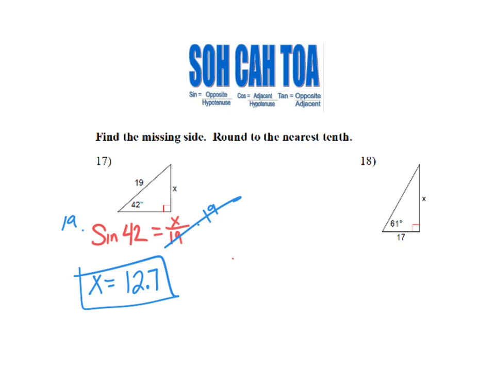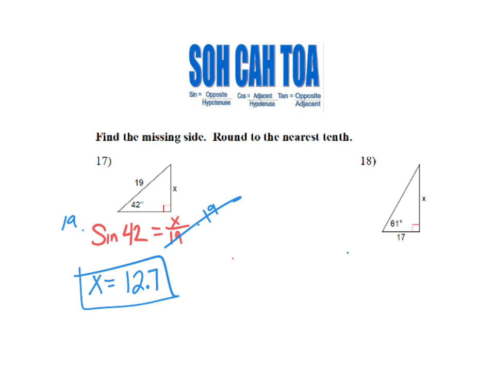Okay, let's try this again. Number 18, we've got to figure out from this 61-degree angle, which two sides are we dealing with? The x is opposite. I always can pinpoint the opposite is straight across. And the 17 is right next to it. That's adjacent. So I come up here, opposite and adjacent, that's tangent.